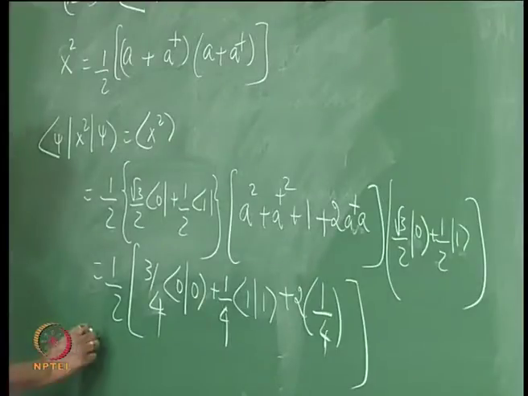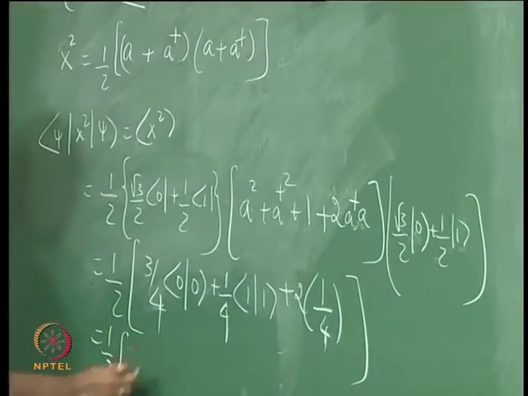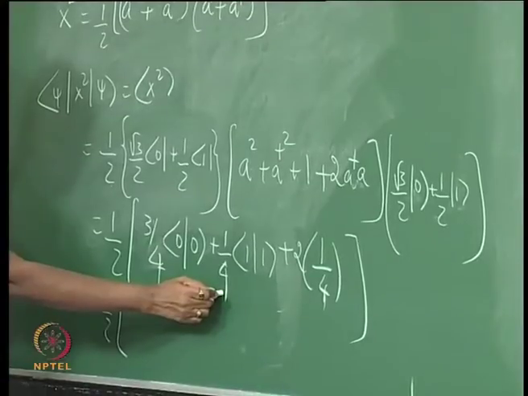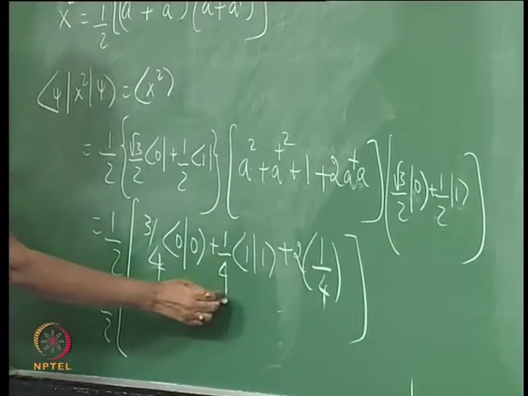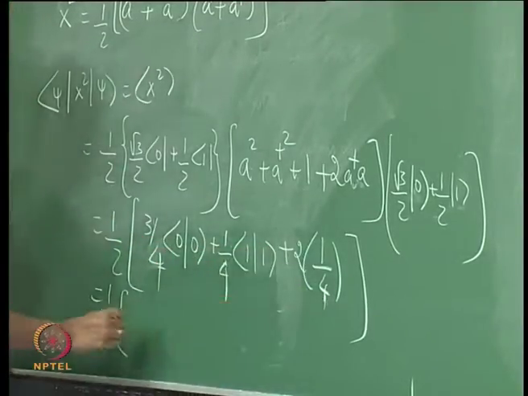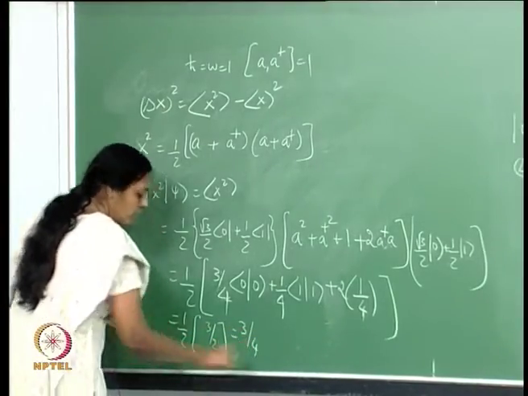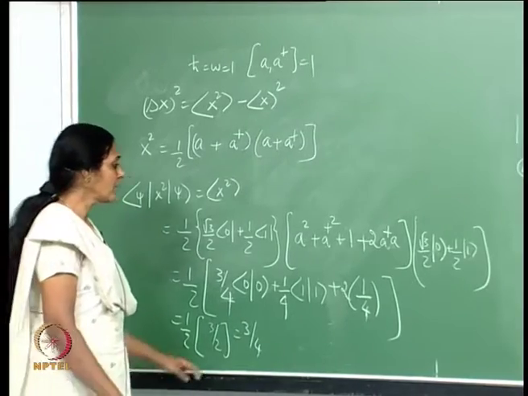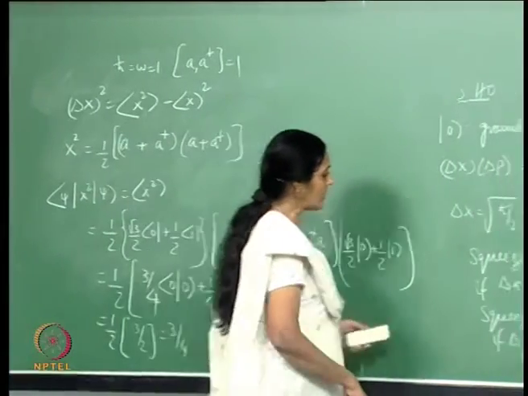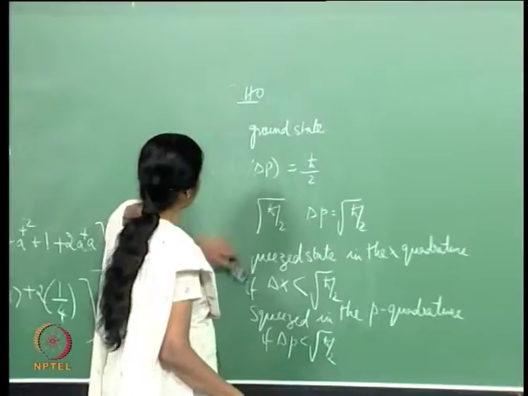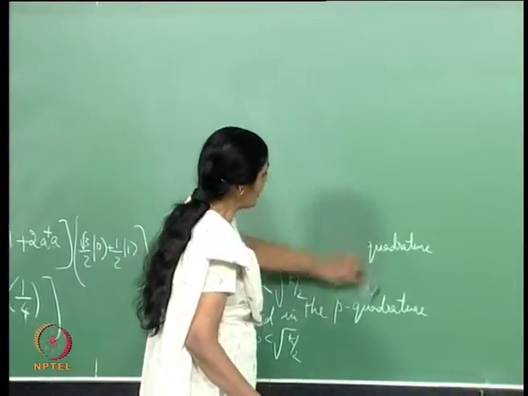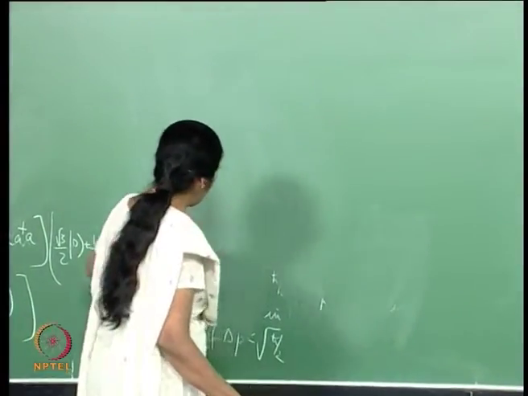Now this can be simplified. That's a half. That's a 3/4 plus a 1/4, which is a 1. And there is a half. So expectation x squared in this state is 3 by 4. That's a 3/4. So let's look at expectation x the whole squared.